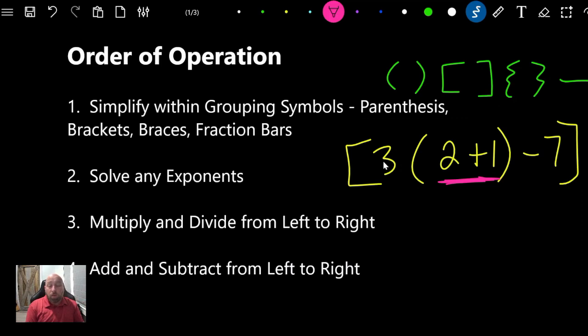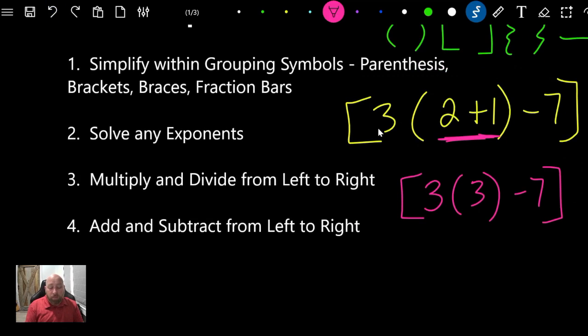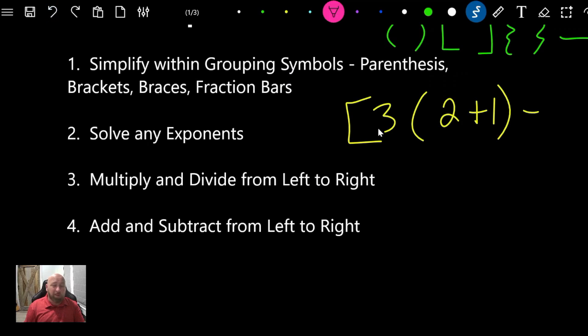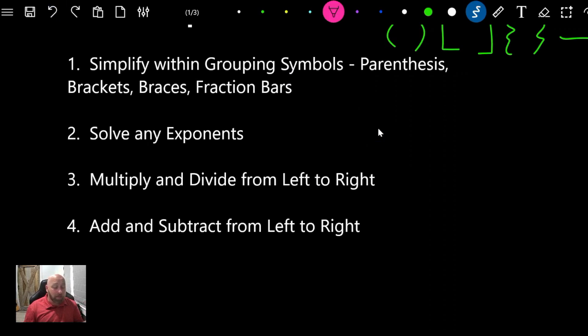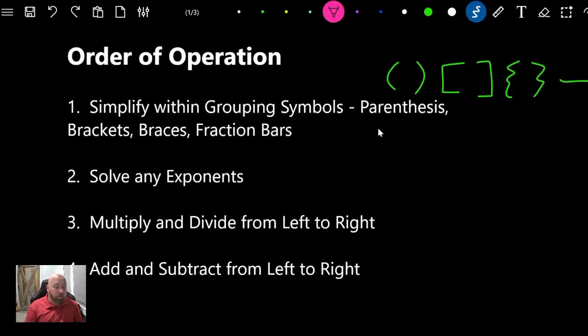So in this case, we would do the 2 plus 1 first. So we would still have a bracket, and we'd have 3, and then we'd have a parenthesis, and then we'd have a 3, close parenthesis, minus 7, and then the bracket, closing it. Okay, so all we did was solve inside of that one, and then we would go from there, and then we'd follow the rest of the order of operation at that point. So if you do get one where you have multiples, like multiple symbols in the same one, always work from the inside out. That's going to be the best way for you to solve those.